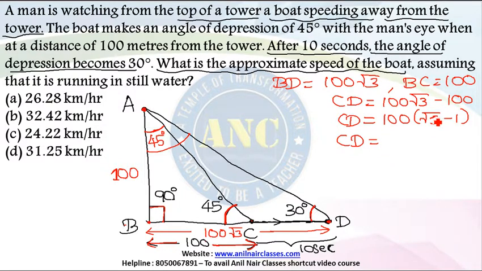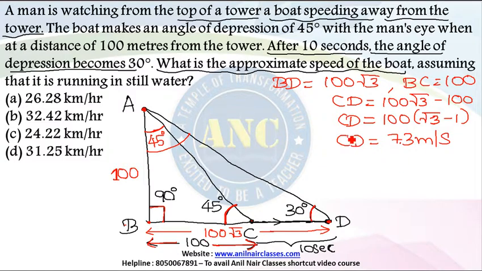So the CD value is 100 times of root 3 minus 1. In other words, root 3 is 1.73. 1.73 into 100 is how much? It is 173 minus 100. It is 73. Sorry, sir, it is 173 only. Correct, right, sir? Yes, 1.73 minus 1. Okay, anyway, it will give you the same answer.